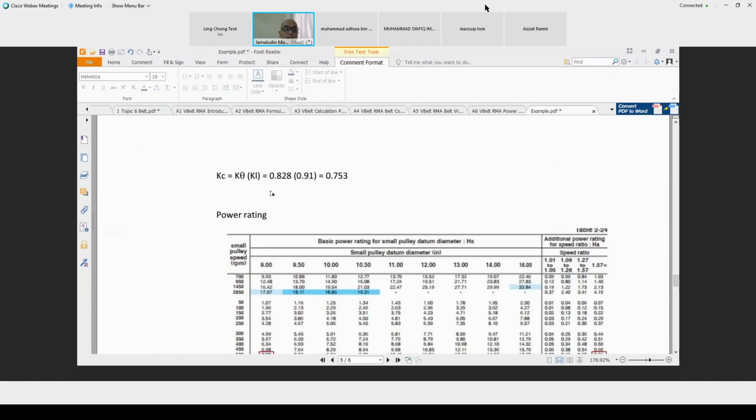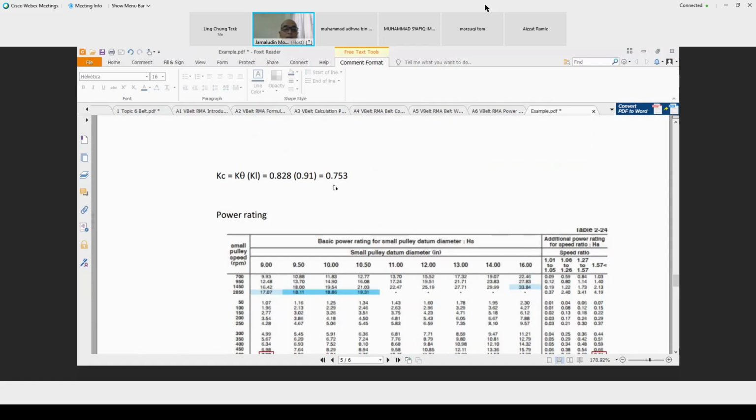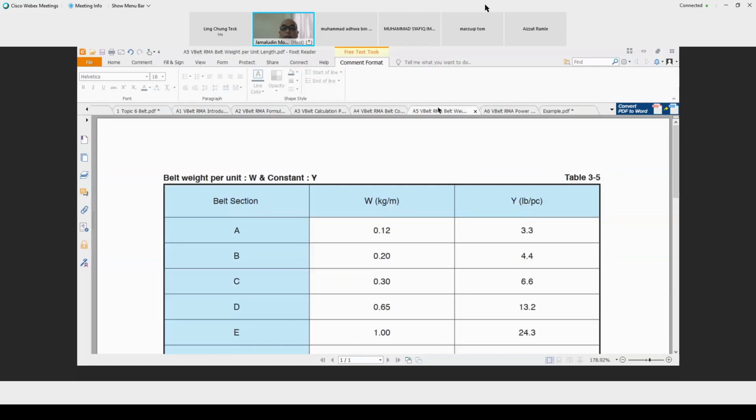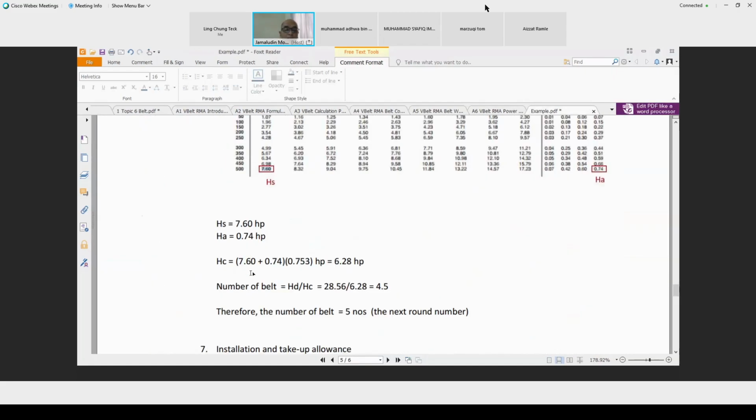Okay, KC will be K theta times KL. That will be from this one. K theta times KL, we got KC. That will be 0.753. Okay, for the power rating, it is 11.6 and 0.74 for your SS 476. This is going to be from table A5. It is 6, sorry. Okay, type C 7.6, 7.554. It's all equations. At the end of the day, you get 4.5.